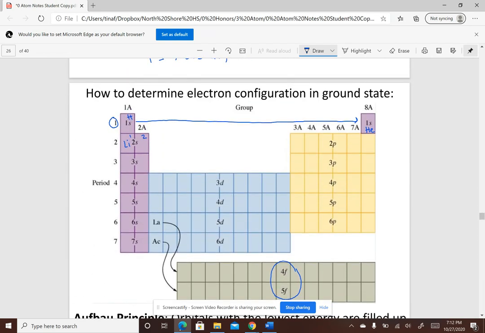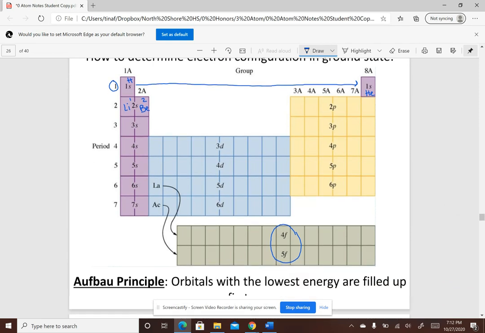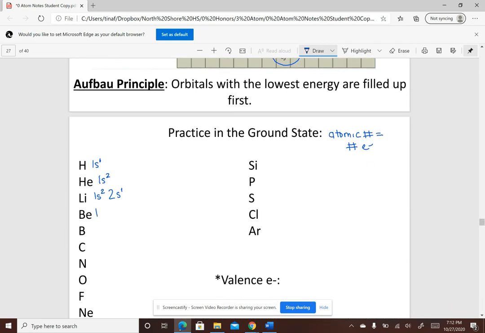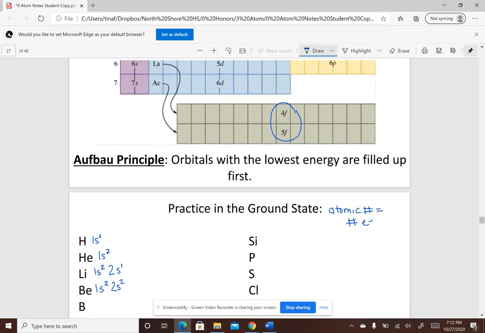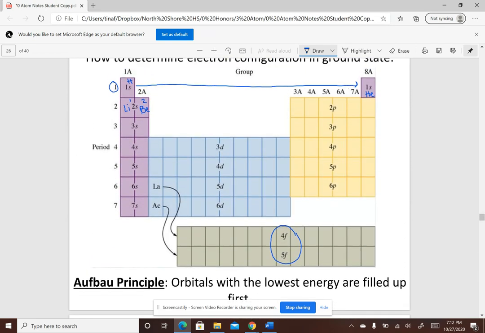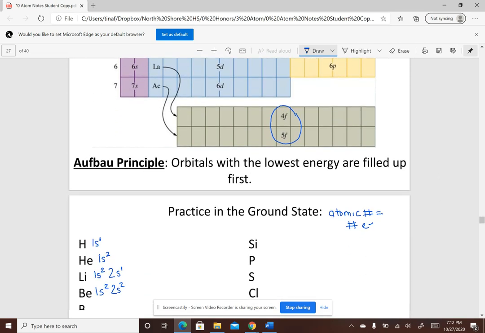Beryllium is right next to it. So beryllium is 1s2, 2s2. Every time you move to the right, you're adding 1 more electron. When your orbital is filled up, so the s orbitals can only hold 2 electrons, then you have to add a different orbital, okay? And this periodic table tells you what kind of orbital that you're going to add, okay? So for example, when I get to boron, now I jumped over to my 2p block. So let's look at what boron's going to look like.